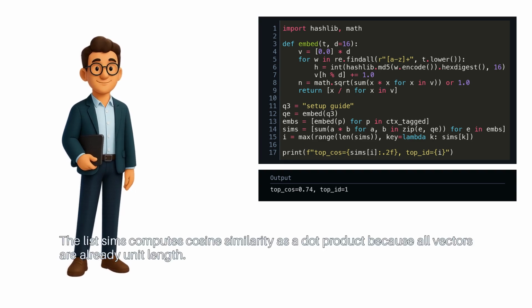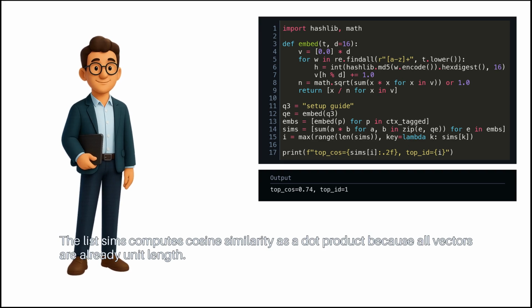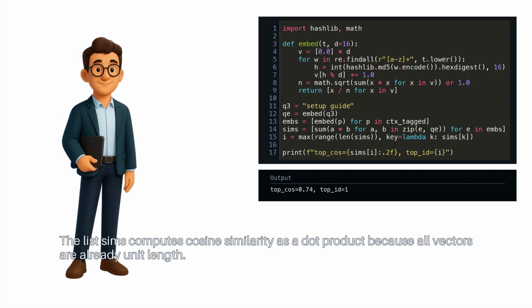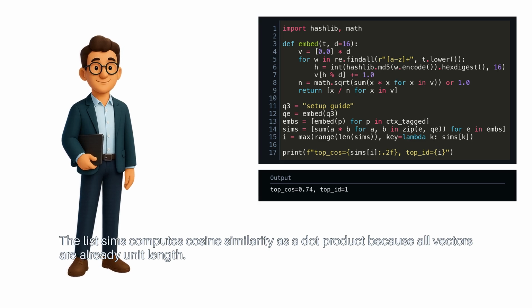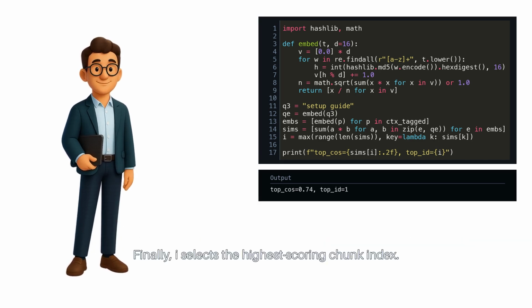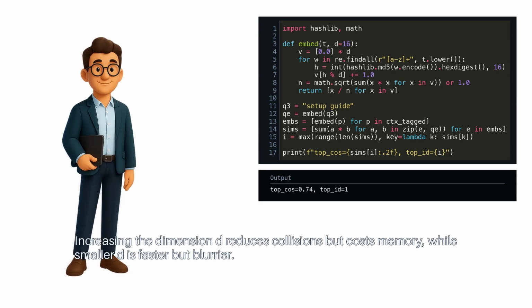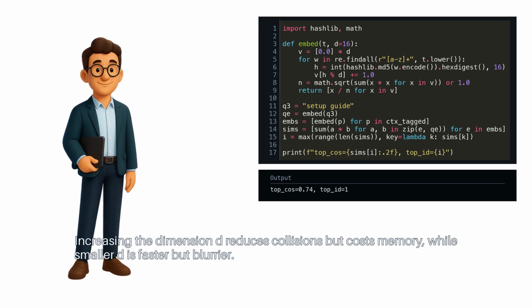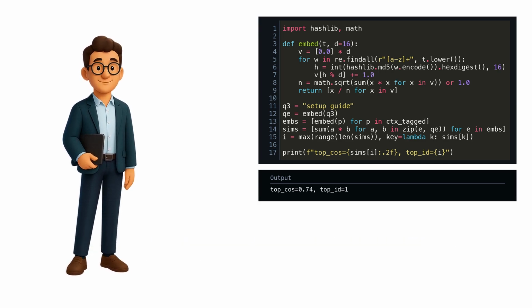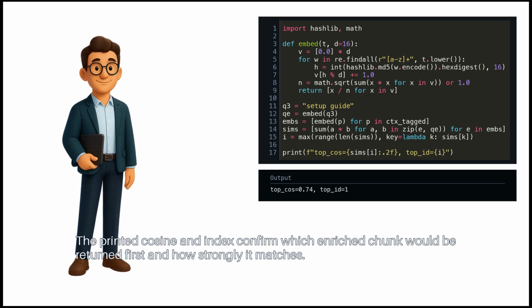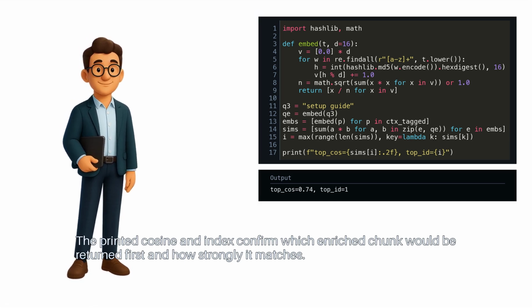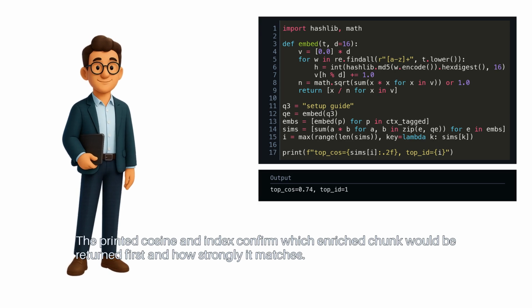The list sims computes cosine similarity as a dot product because all vectors are already unit length. Finally, i selects the highest scoring chunk index. Increasing the dimension d reduces collisions but costs memory, while smaller d is faster but blurrier. The printed cosine and index confirm which enriched chunk would be returned first and how strongly it matches.